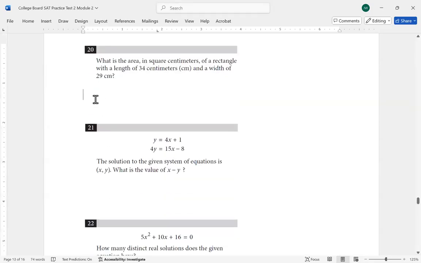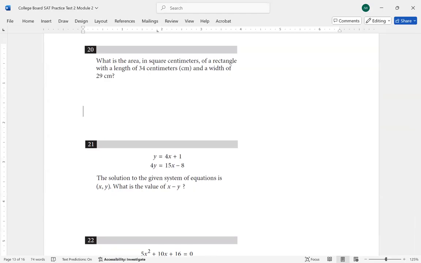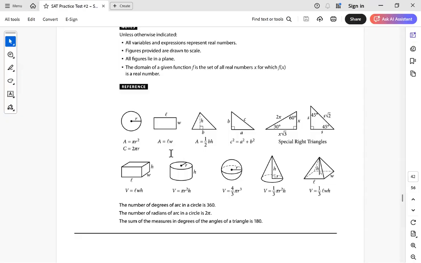Question 20 says, what is the area in square centimeters of a rectangle whose length is 34 centimeters and whose width is 29 centimeters? So a rectangle has area, which is equal to length times width. If you don't know that offhand, it is one of the formulas that you see on the practice test.